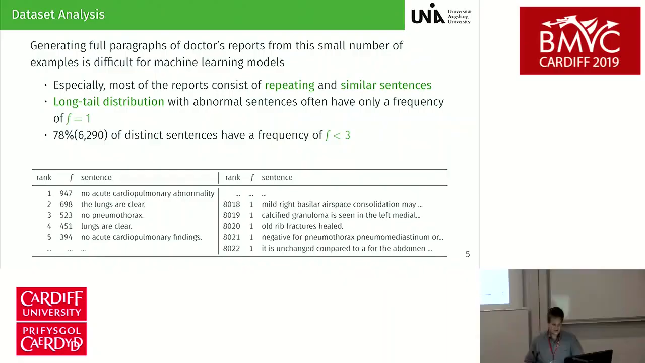I didn't tell you that, but 78% of the distinct sentences have a frequency of less than 3. And within the data set, more than half of the cases are actually abnormal cases, but most paragraphs start with the heart is normal in size, the lungs are clear, so there are so many normal sentences, which turns the machine learning methods into only generating those normal sentences and not paying attention to the other ones. So the abnormal sentences are balanced quite evenly.